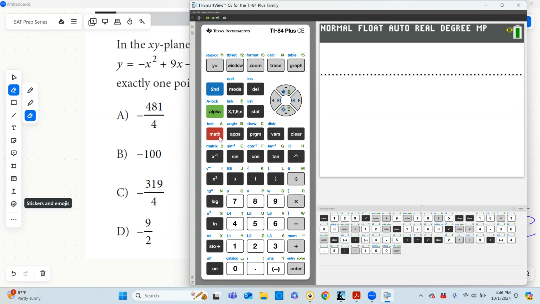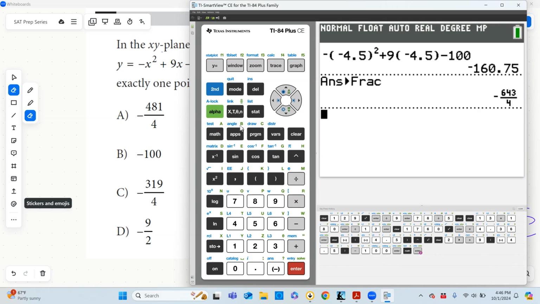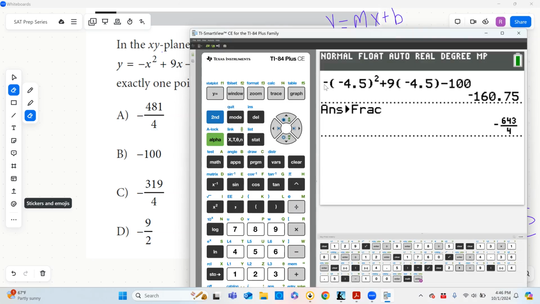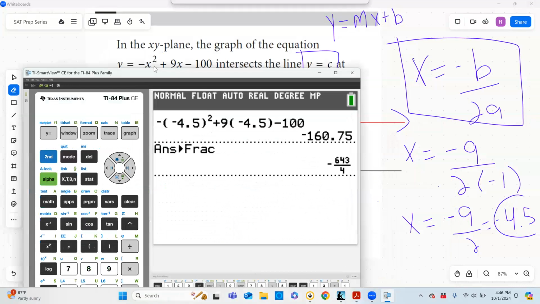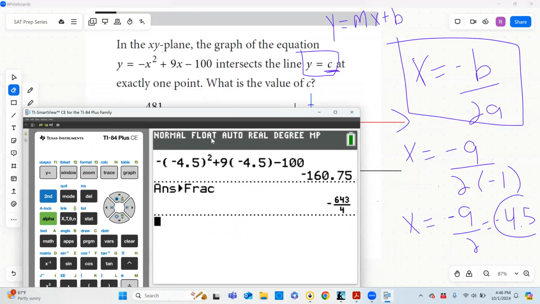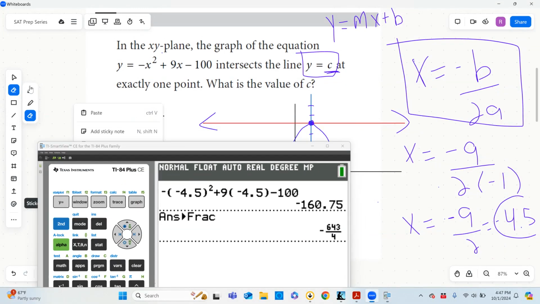I don't. So what I could do is I could hit math, and I could hit fraction on my graphing calculator, which will convert this into simplest form. And I don't see my answer choice, and that is because we made a mistake. And if you can catch it, good for you. That's awesome.